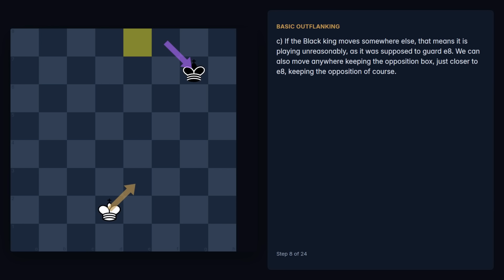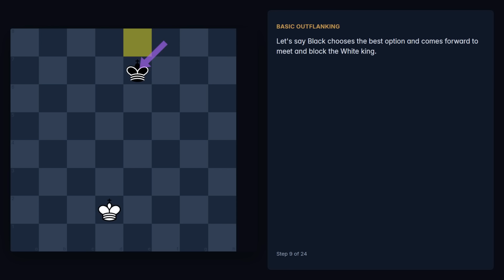C. If the black king moves somewhere else, that means it is playing unreasonably, as it was supposed to guard e8. We can also move anywhere keeping the opposition box, just closer to e8, keeping the opposition of course. Let's say black chooses the best option and comes forward to meet and block the white king. White's response is to go to a square of the same color, keeping the opposition.